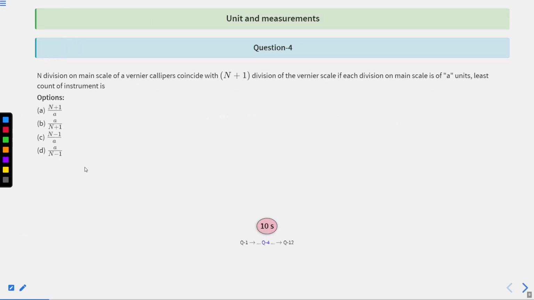Next question is, n divisions on the main scale of a vernier calipers coincide with n plus 1 divisions of the vernier scale. Each division on the main scale is of A units. What is the least count of the instrument? You have 10 seconds to solve this question.